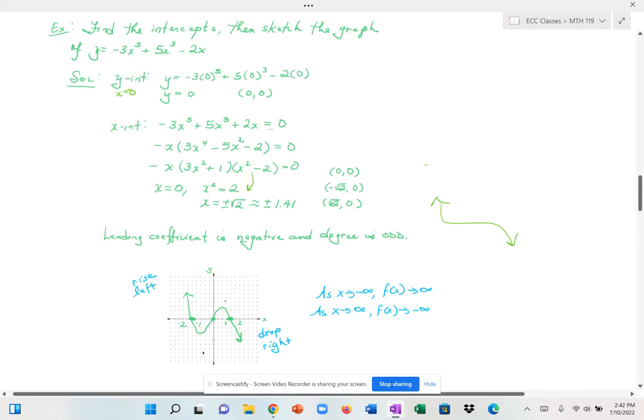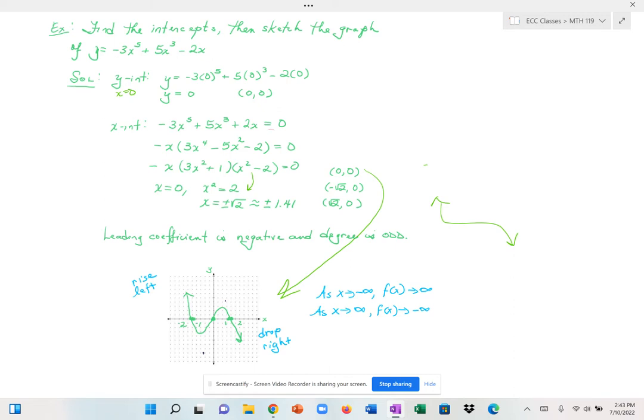So once I put these points in and use this information, I plotted negative root 2, 0, 0, 0, and positive root 2, 0. Root 2 is between 1 and 2. Negative root 2 is between negative 1 and negative 2. And then when you connect them, you can see that it rises to the right. This goes towards infinity, and drops to the left. That goes towards negative infinity.